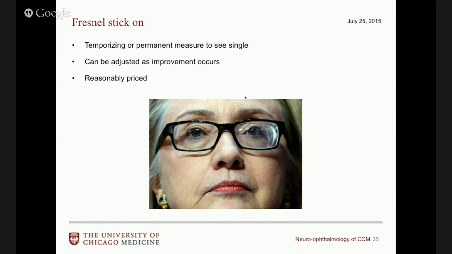But you put this in the glass, and again, the patient can see single straight ahead, but remember that side up may not be. But our goal is 90% of your time is spent here and reading, and that's where we want you to see single. These are reasonably priced. They're $30 to $40. You can change them out as things change, when things improve, and they're not permanent to your glasses. You just peel them off when you're done.